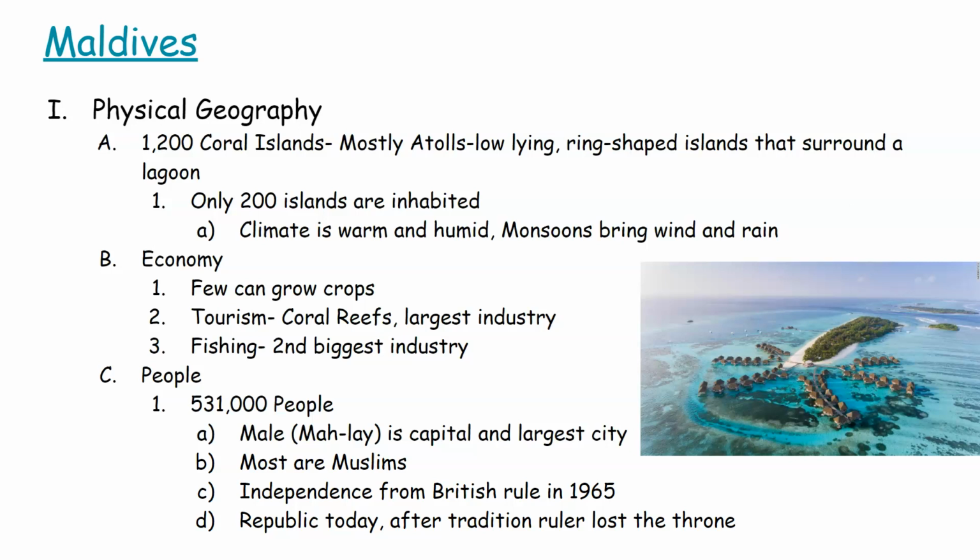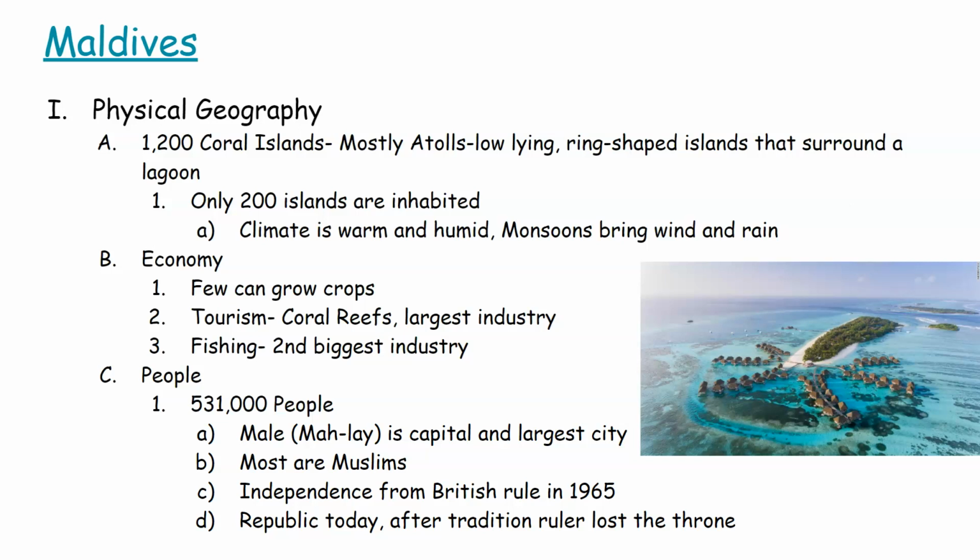What attracts people largely are the beaches and specifically the coral reefs. Being all coral islands, there are many beautiful coral reefs to be found in the Maldives. Fishing is also the second largest industry and helps provide an important food resource for the Maldives. Population-wise, they're a little bit smaller than some of the other countries we've talked about. They're right there at about 500,000, about 531,000. Malé is the capital. It's also your largest city. This is a population that is mostly Muslim.